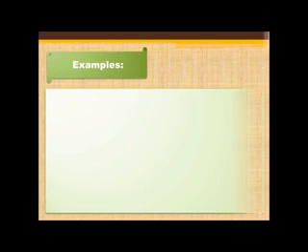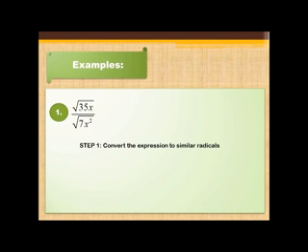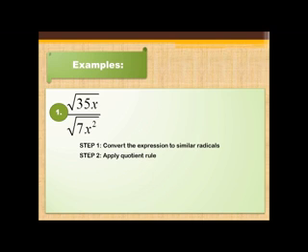Let's have some examples. Simplify square root of 35x over square root of 7x squared. Following the steps, first let's do step 1. Convert the expression to similar radicals. But as we can see, the radicals in the expression are already similar, so let's proceed to step 2.